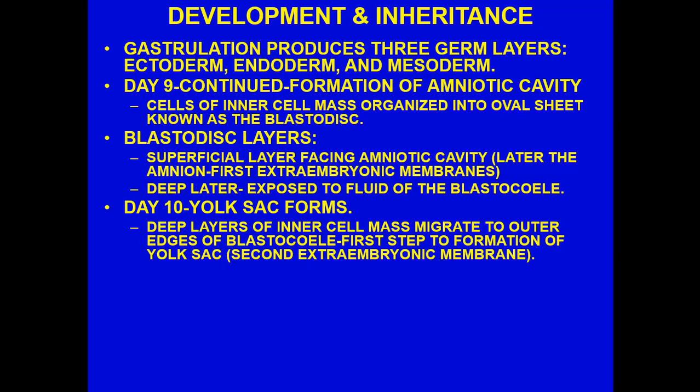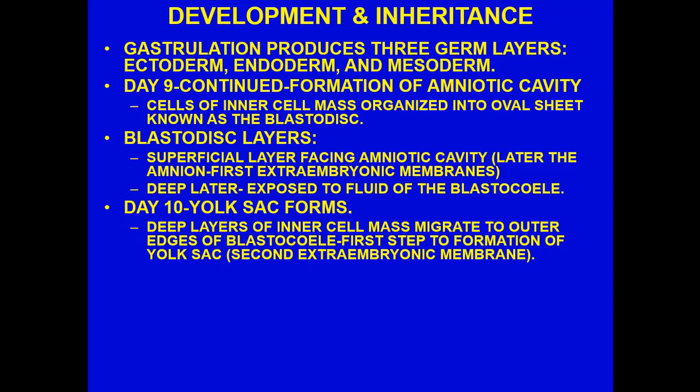Now, let's just continue with the formation of the amniotic cavity. Cells of the inner cell mass are organized into this oval sheet known as a blastodisc. Of the blastodisc layers, the superficial layer facing the amniotic cavity later becomes the amnion. This is going to be the first extra embryonic membrane. The deeper layers are exposed to the fluid of the blastocoel. Day 10, the yolk sac is forming.